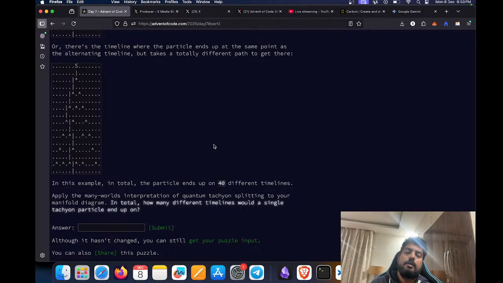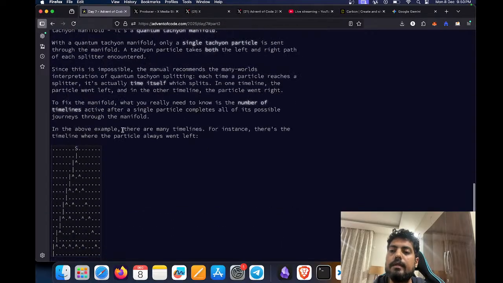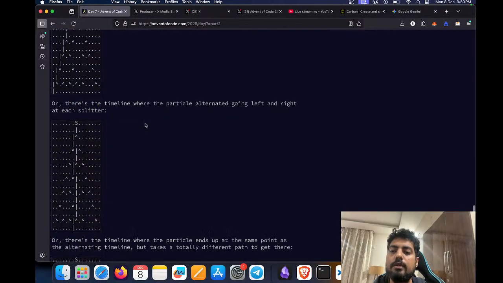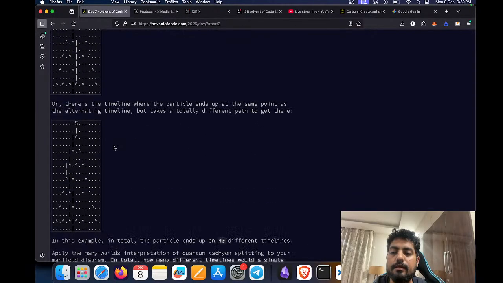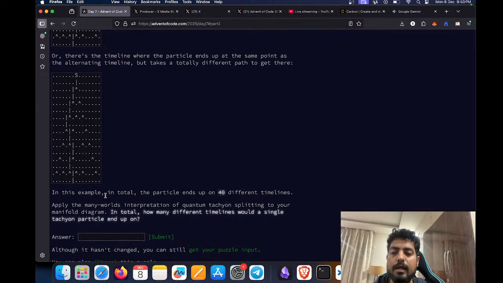How many different timelines would a single tachyon particle end up on? Okay, so we need to find the number of different timelines. So basically, this comes out to be a path counting problem, where we count the total number of paths we can have. We just have to count the number of paths and nothing else.